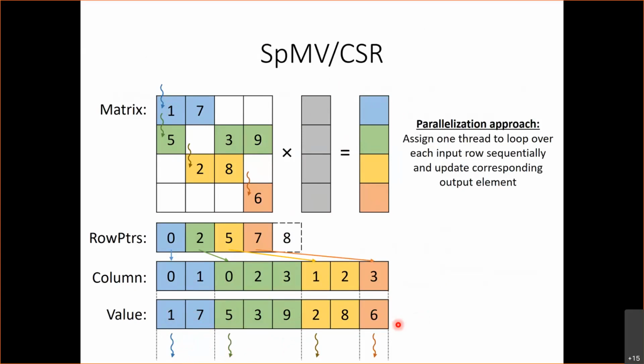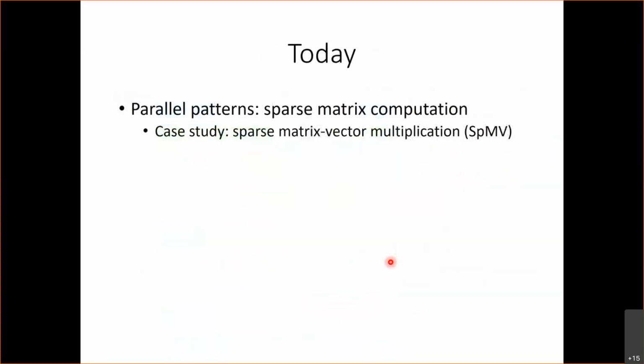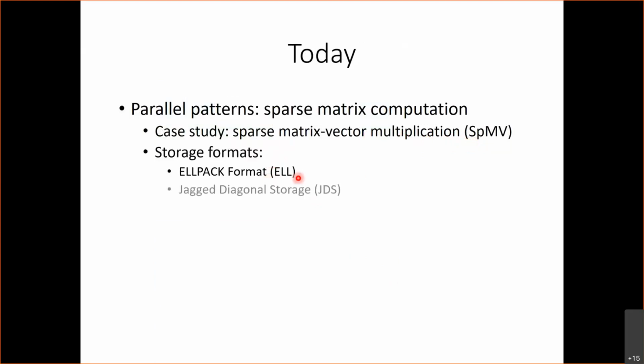And today what we're going to do is we're going to look at sparse matrix vector multiplication still, but we're going to look at different storage formats today. In particular, we're going to look at the Ellpack format, which is abbreviated as ELL, and the Jagged diagonal storage format, which is abbreviated as JDS. Before I begin, any questions about what we covered last time?